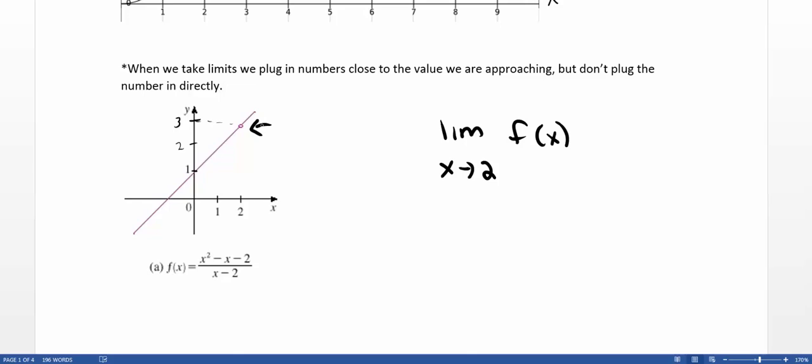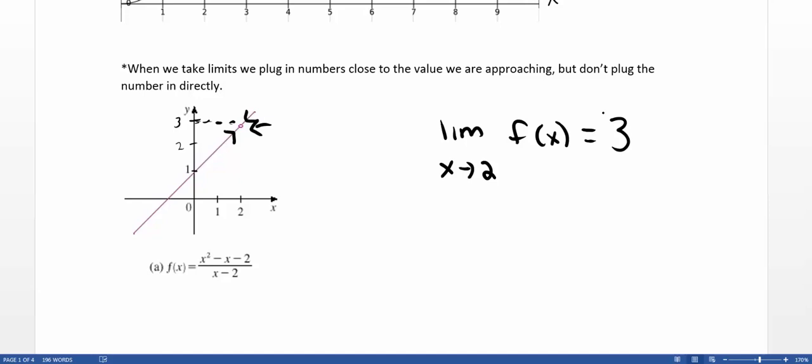So we want to consider what happens as we get close to 2 from either side. And when we do that, this y value is going to be approaching 3. So here, even though we can't plug in 2 into our function, we can find the limit of what we're getting close to in terms of y as we get close to 2. So even though we can't plug it in, we have some information about how this function behaves.